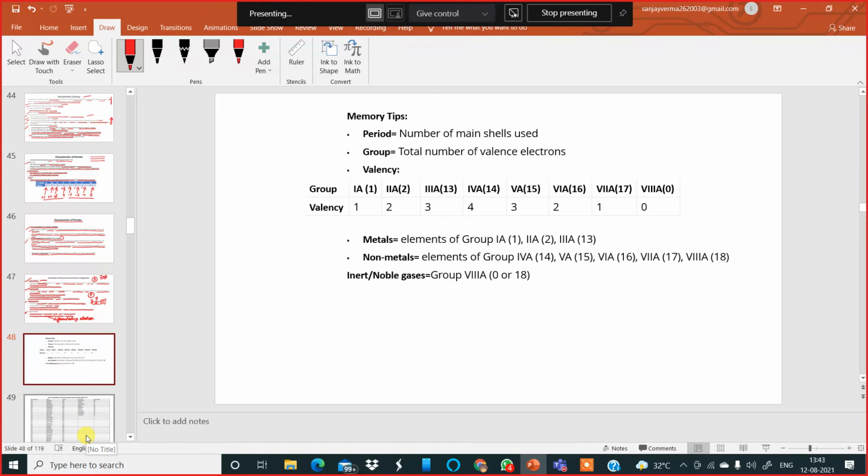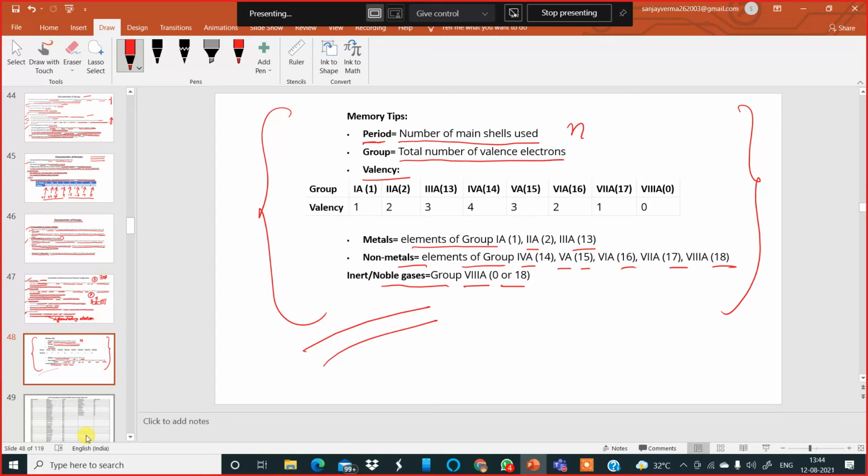Have a look at the next slide over here. Main tips. The period: how to get the period, number of valence shells used, depending on the principal quantum number. Groups: total number of valence electrons. Okay, and the valence you already know. Metals: elements of group 1, 2, 13. Non-metals: elements of group 14, 15, 16, 17, 18. And noble gas, we already know its valency is 8 or 0. So this is simply a summarization of what we have been seeing till now. Okay.